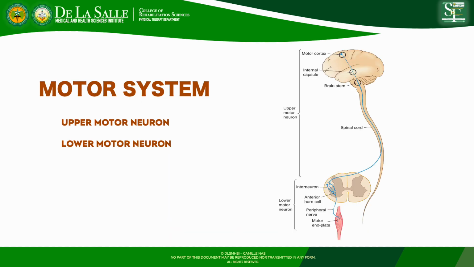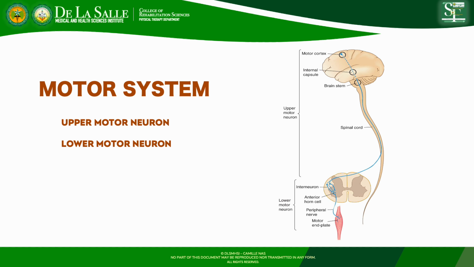So I have already mentioned the two motor neurons, and let's just recap their locations. The upper motor neuron, these are again found within the central nervous system. And when we say central nervous system, this includes the brain and the spinal cord. But there's a specific area in the spinal cord that divides the two motor neurons.